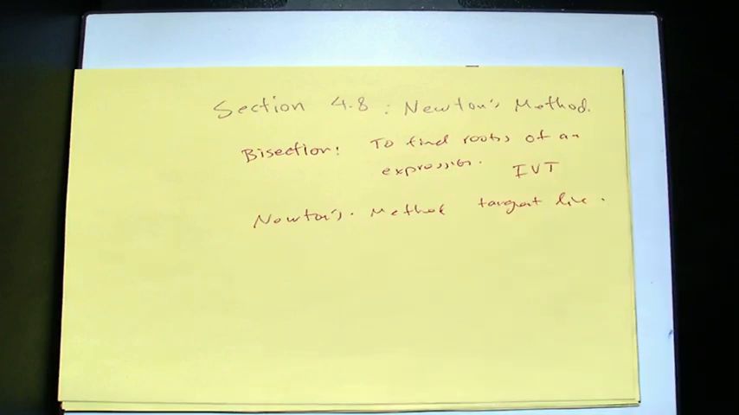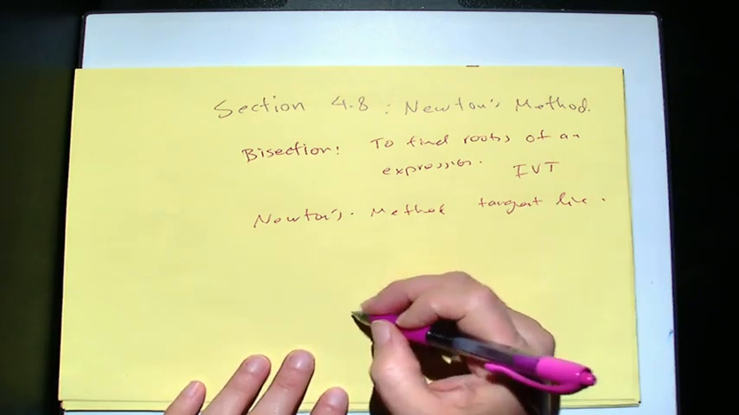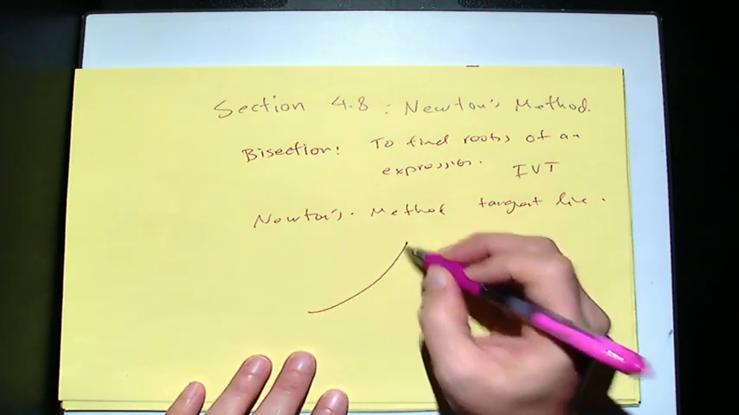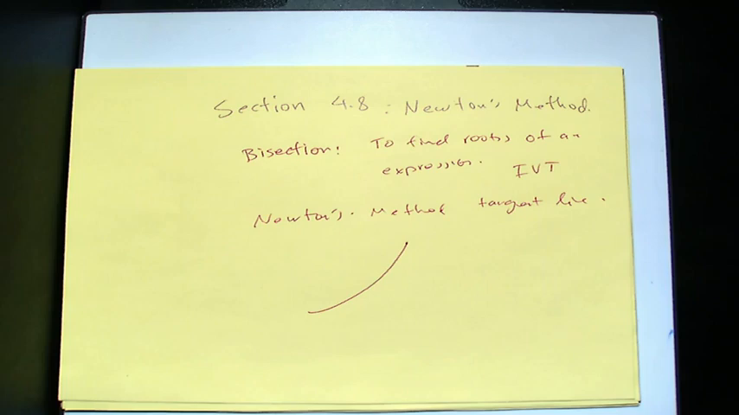Okay. So how does the story go? With Newton's method, do you remember with IVT you had to find an interval? With Newton's method, you don't have to find an interval. You just have to find a point to begin with. So you start with a point to begin with.